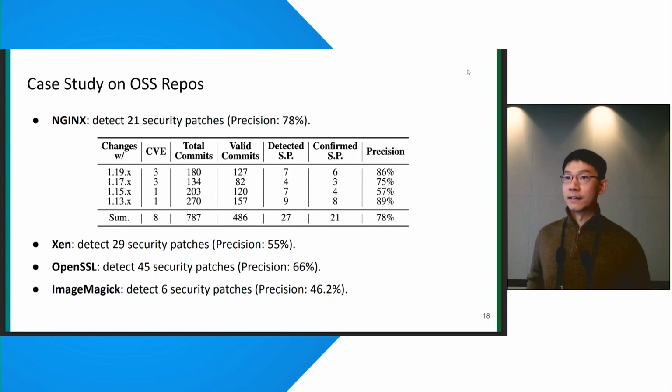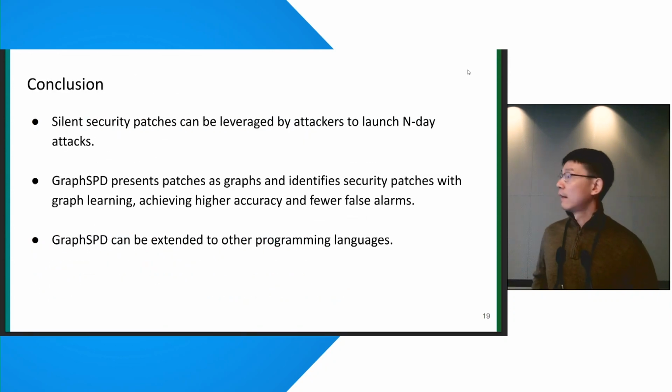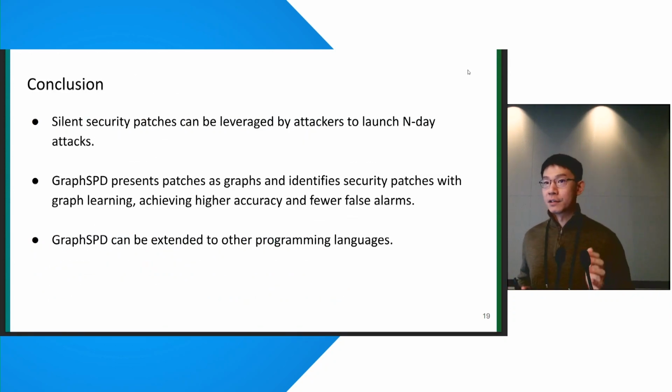We also did the same case study on Xine, OpenSSL, and ImageMagick. From these 4 open source repositories, we find 88 security patches in total, that is, hidden security patches. These hidden security patches might be a threat to software security since attackers might leverage the hidden vulnerabilities in them to launch n-day attacks against the unpatched downstream software.